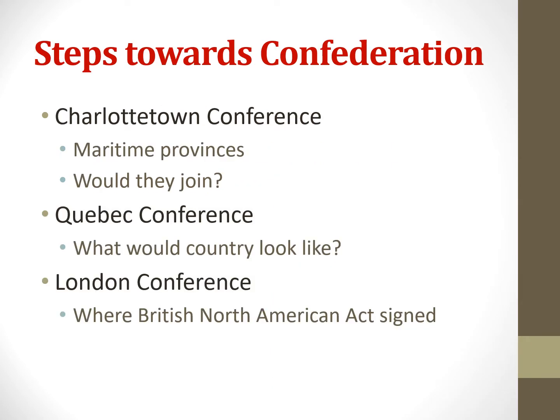So some of the steps towards Confederation were the Charlottetown Conference, and these were all the maritime provinces, and they had a meeting to decide, are we actually going to join Confederation? You have the Quebec Conference, which was deciding, okay, if we're going to be a country, what is that going to look like? Then you had the London Conference. This is where the British North American Act was signed, and this is spelling out, okay, what are some of the rules of this country? How is it going to be governed? What is that going to look like?